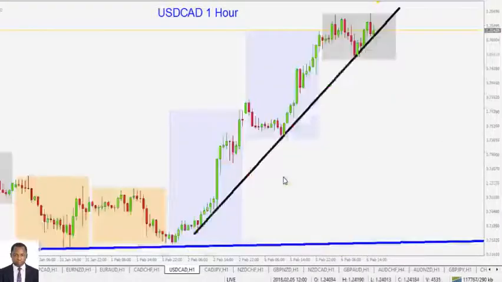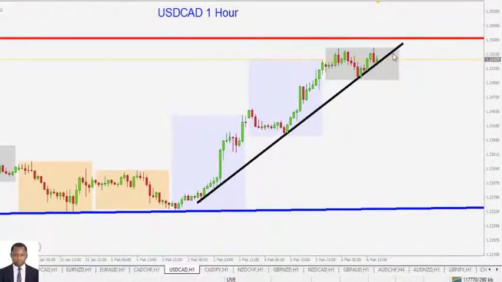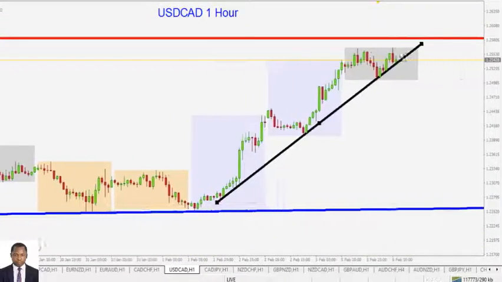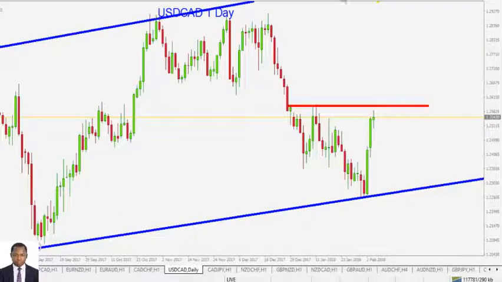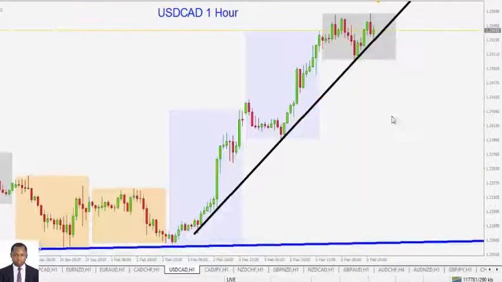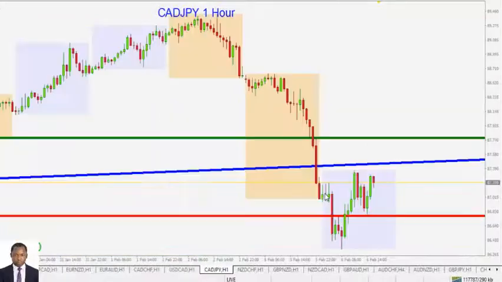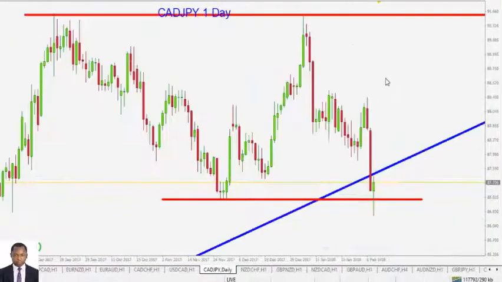The American dollar against the Canadian dollar. Some hesitation ahead of the daily level of resistance. Again, nothing to trade there. I wouldn't want to waste your time. Let's just scan all of these pairs.